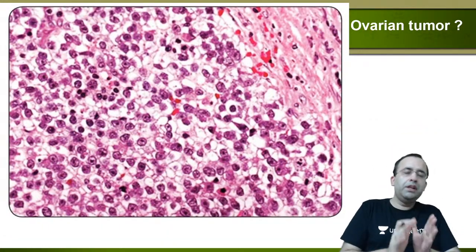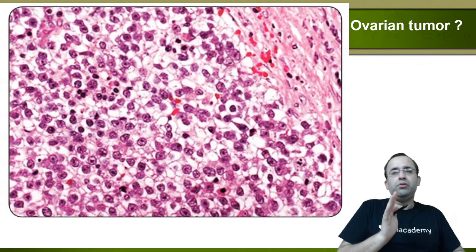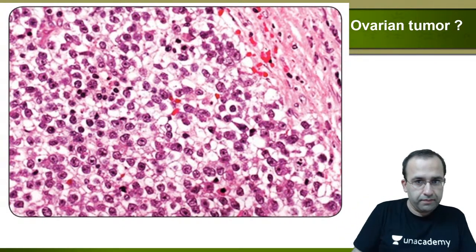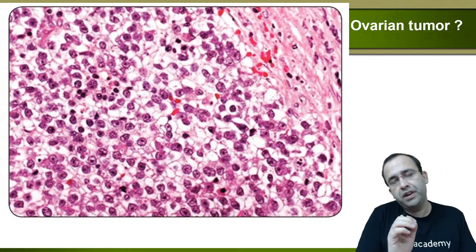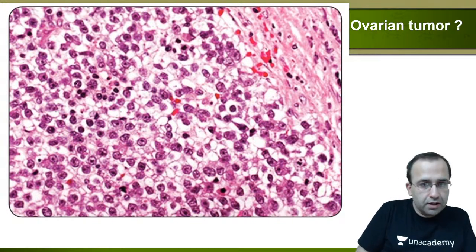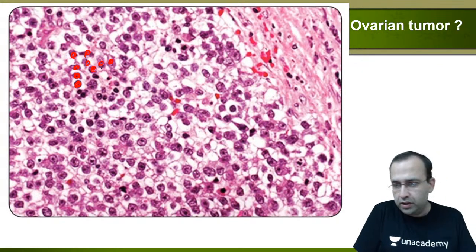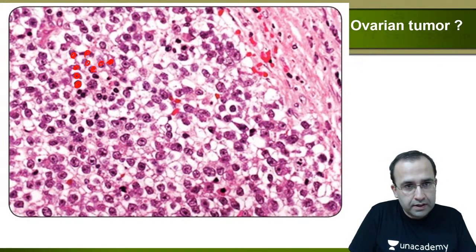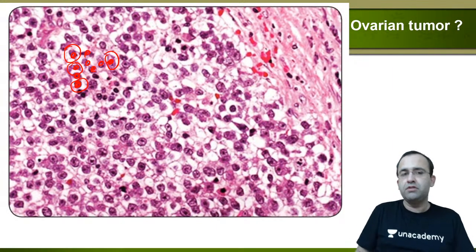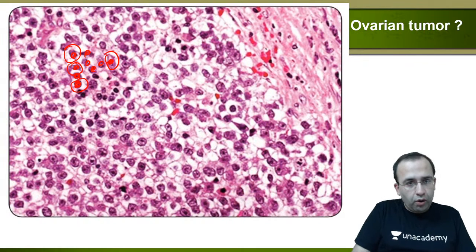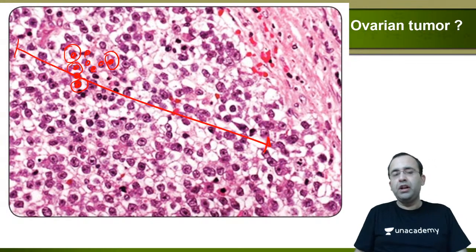It has just been given to you that this is an ovarian tumor. Diagnosis. Look, this shows a very monomorphic appearance of cells. All the cells are similar looking. You have a central nucleus with clear cytoplasm around it. All the cells are similar appearing.